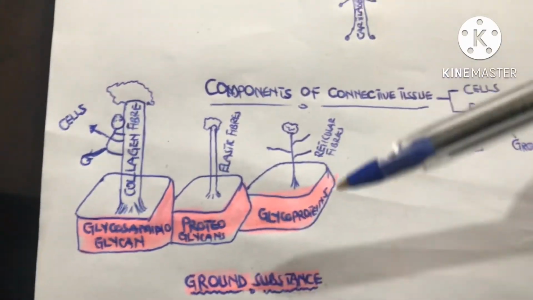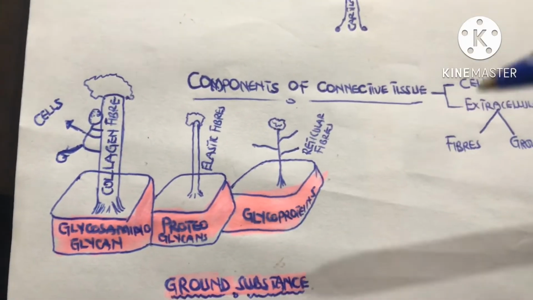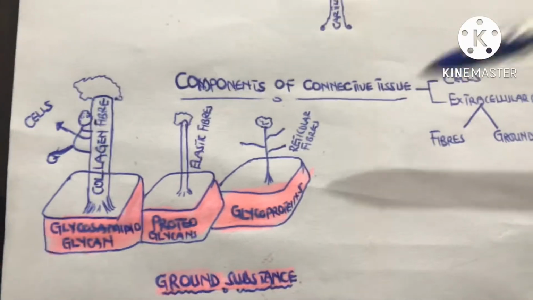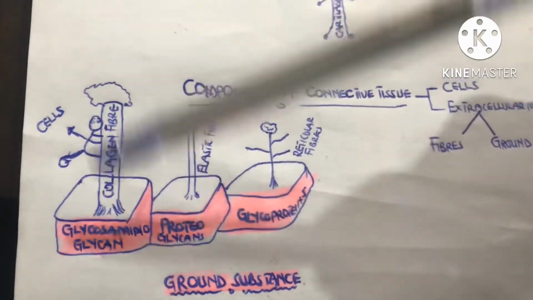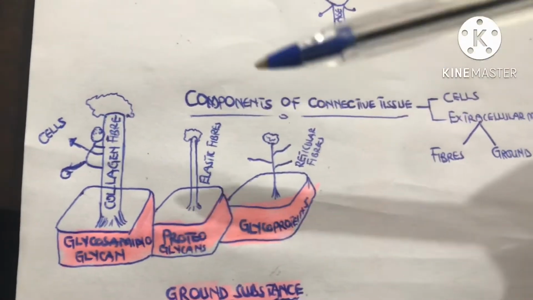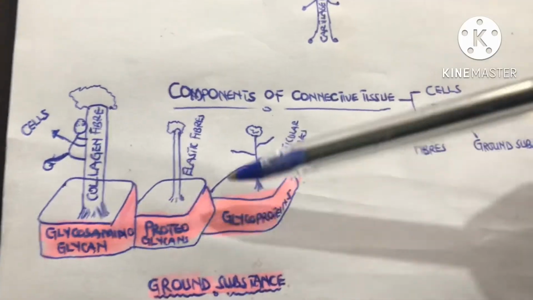I learned this from a certain lecturer on YouTube, and his scenario was very good. So I want to use that scenario to explain the components of the connective tissue. You see, let's take the connective tissue as a jungle. So when you look at the jungle, you see that this is the ground, you understand? This is the ground. So the ground here represents the what?